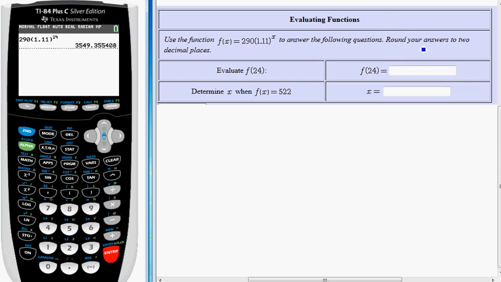The directions said to round your answers to two decimal places. So I would type in 3,549.36. The fact that the third digit past the decimal is a 5 means that the second digit should be rounded up.